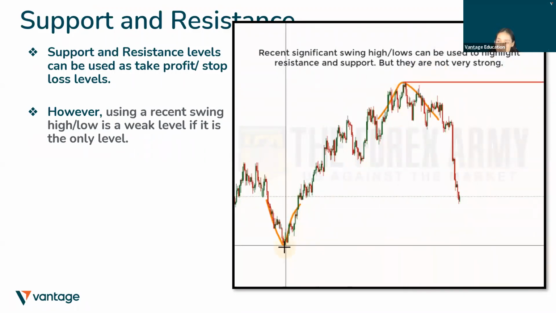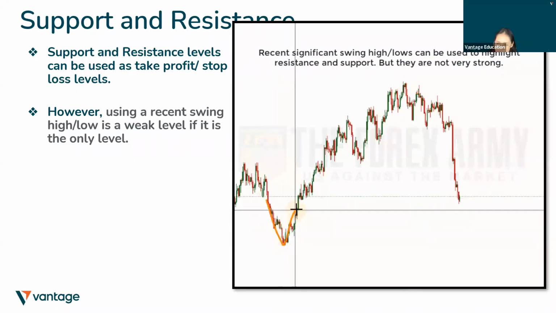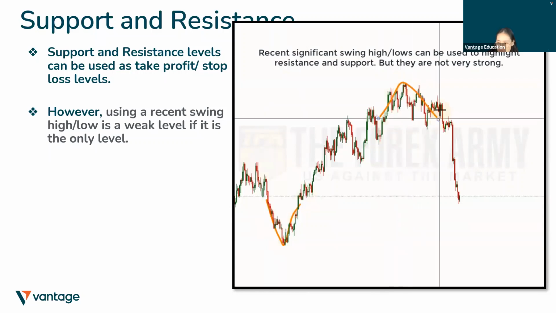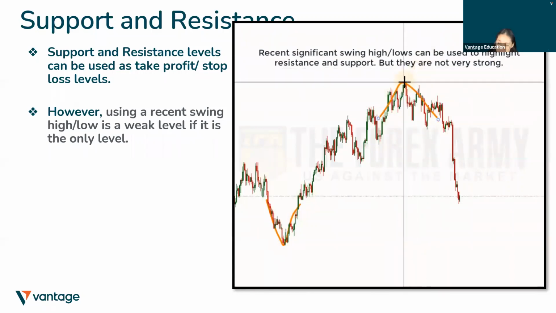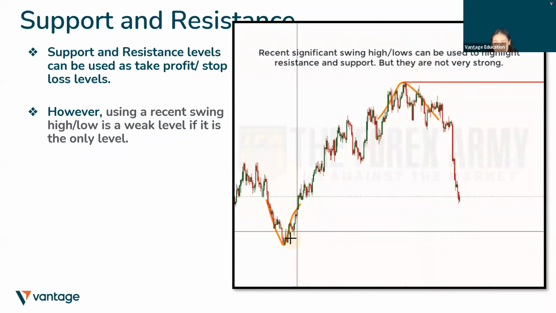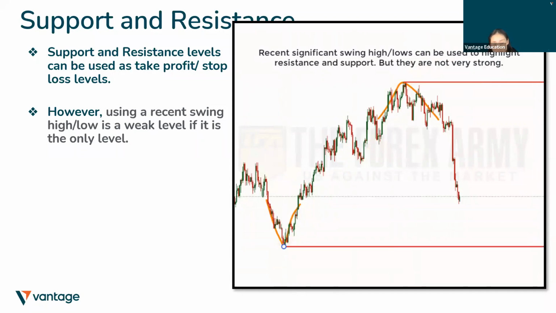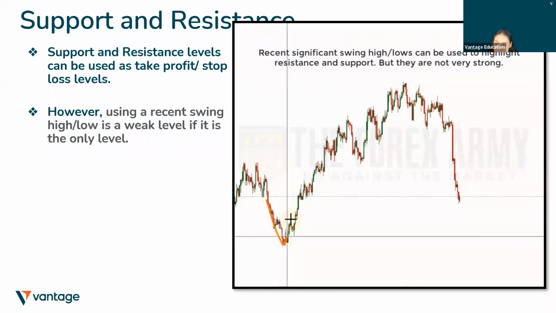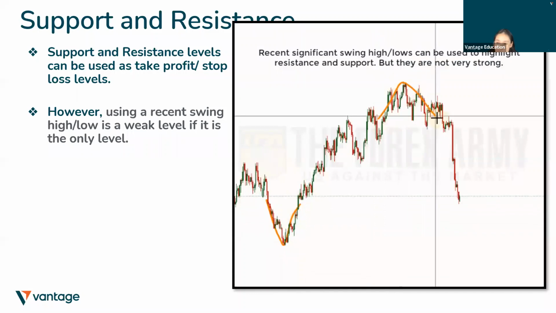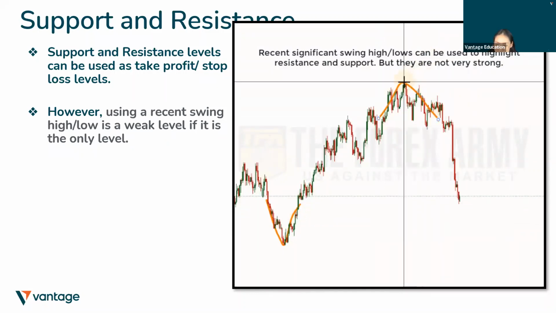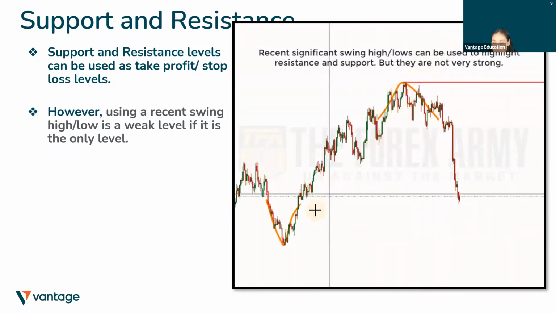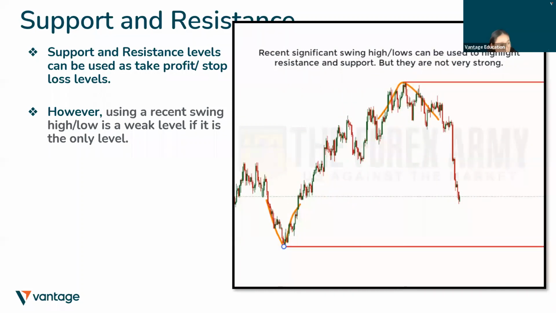Okay, so you can use it as take profit or target or stop loss levels as well, but you should not use it if an entry has no other supporting arguments such as Fibonacci or other graphical levels to support your analysis. So why is this so? Because using a recent swing high or swing low is a weak level if it's the only level.